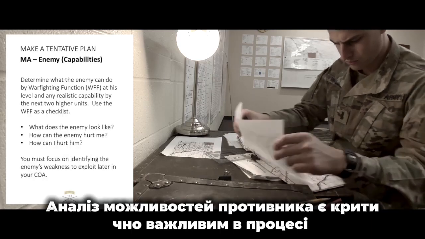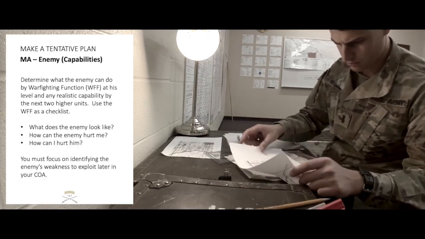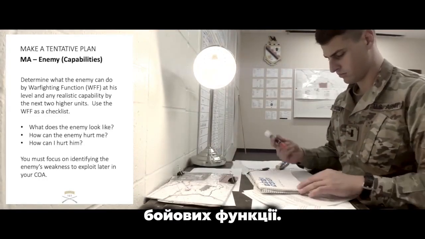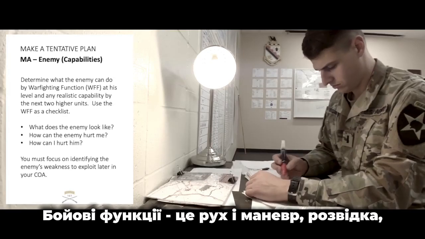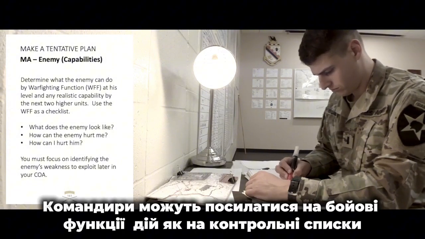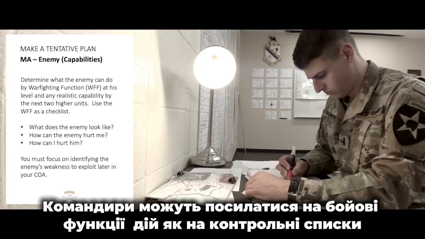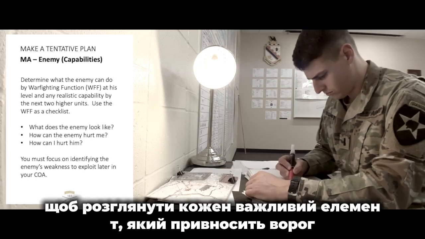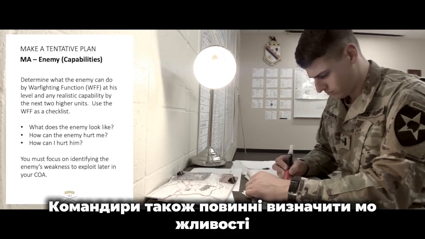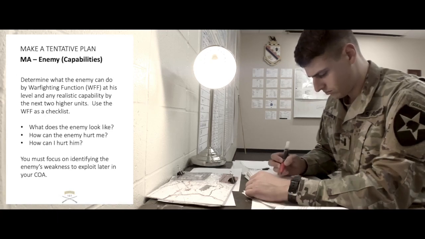Analyzing enemy capabilities is critical in the IPB process. Leaders should understand enemy capabilities by each of the warfighting functions. The warfighting functions are movement and maneuver, intelligence, fire, sustainment, mission command, and protection. Leaders can reference warfighting functions as checklists to address every significant element the enemy brings to the fight. Leaders should also identify the capabilities of his enemy's next higher echelon.